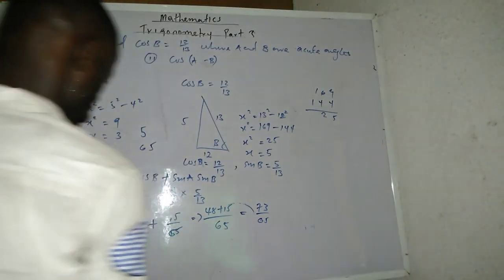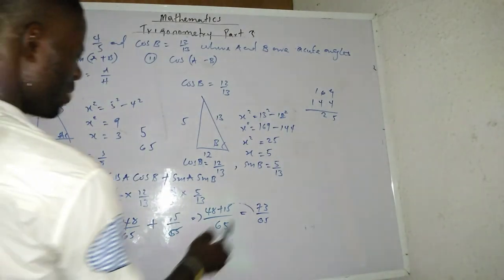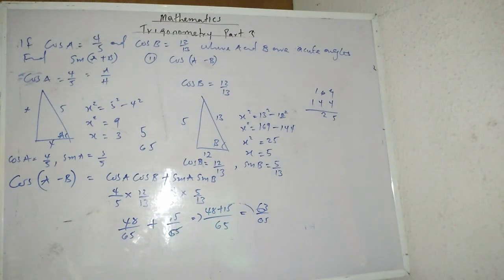Am I saying the right thing? What am I doing wrong? No, 48 plus 15 will be 63. Sorry, 63 all over 65. That's all about that.